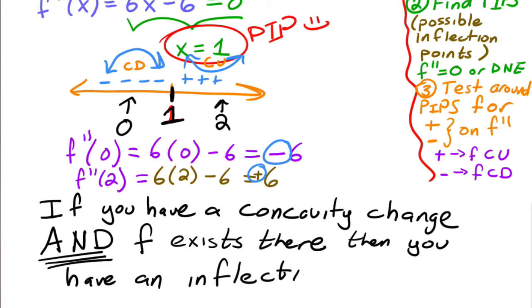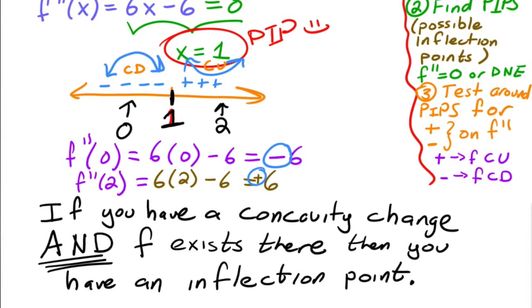Let me finish writing this. You can change concavity without it being an inflection point. For example, you could have a vertical asymptote, hypothetically, of course. Let's say you have a vertical asymptote here. You have a function that's concave up, and then it's concave down. Well, hey, it changed concavity, but this can't be an inflection point because it's not defined there. So that's why I put this really importantly right here.